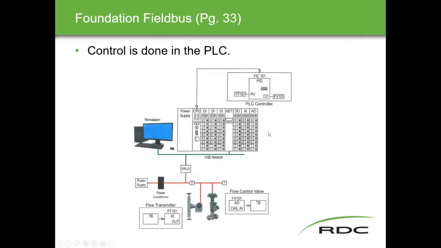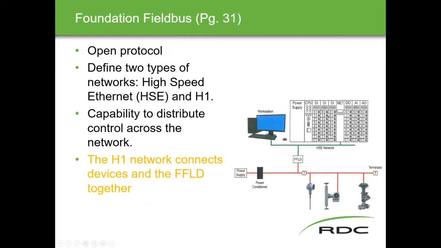And you'll see in the diagram here that the HSE network is from the rack to our control station. So it's an Ethernet network that is simply getting data out of the rack to our workstations. And the H1 network is our field network, okay? In order to connect the two networks together, we have something called an FFLD, or Foundation Fieldbus Linking Device. It's just a piece of hardware that allows communication between the Ethernet type protocol that's here and the H1 protocol that's out here.